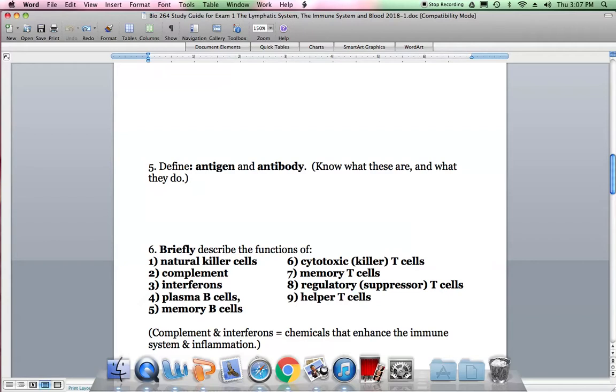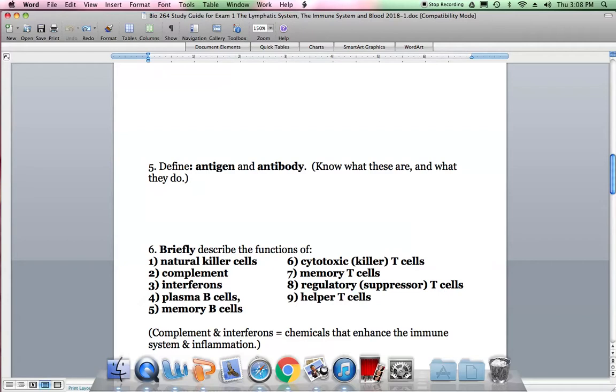The memory B cells are, a memory B cell will be formed that actually keeps the memory or the record of that antigen that the body has encountered and how to make the antibody in order to neutralize that antigen. So the first time that you encounter a disease causing pathogen, it takes a little while for the body to learn how to make the antibodies against that antigen. It could take several days.